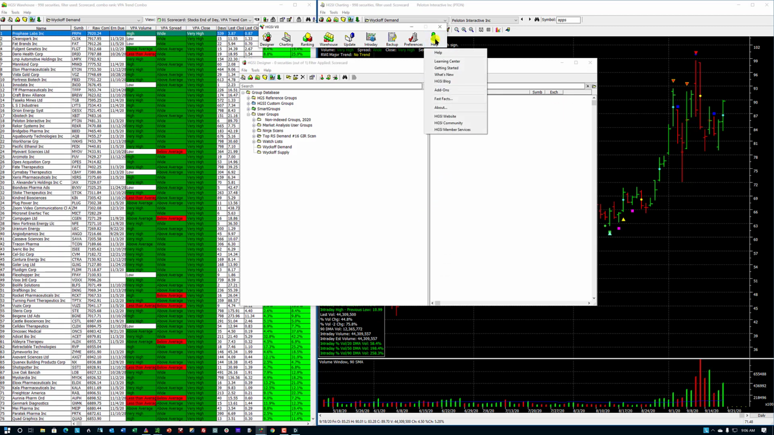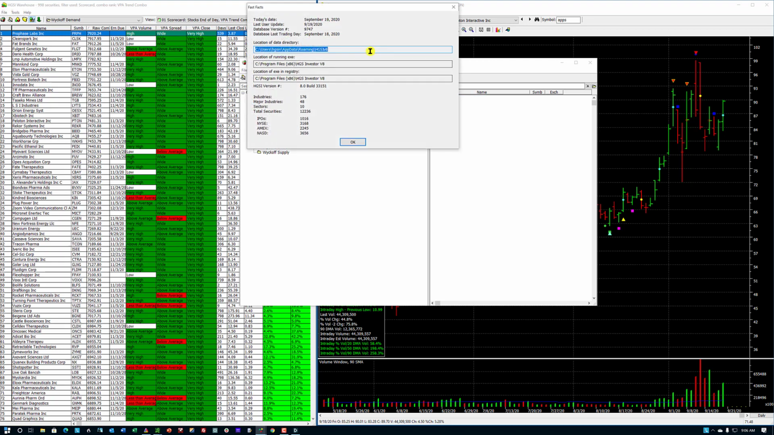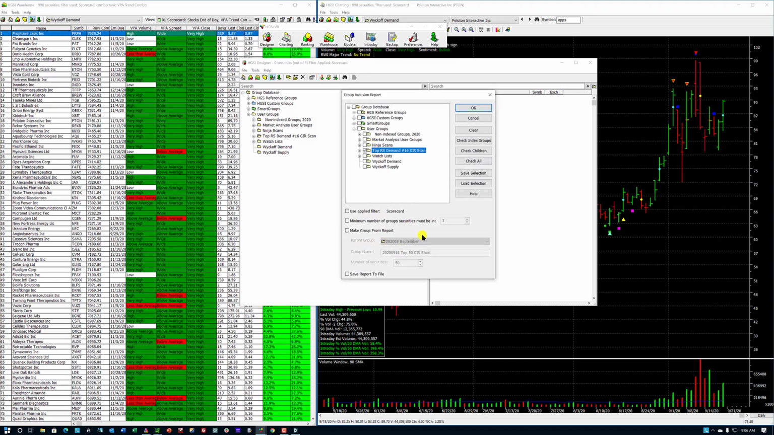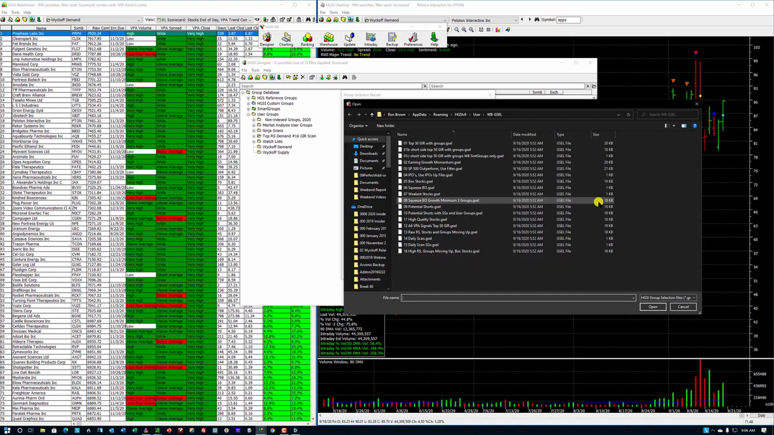Go to your help menu. Go to Fast Facts. This area is already selected. Do a Control C for copying. And then what you want to do is you want to come back here to the designer. Now mine is going to go to the correct place, but I'm just going to see if I can do this anyway.